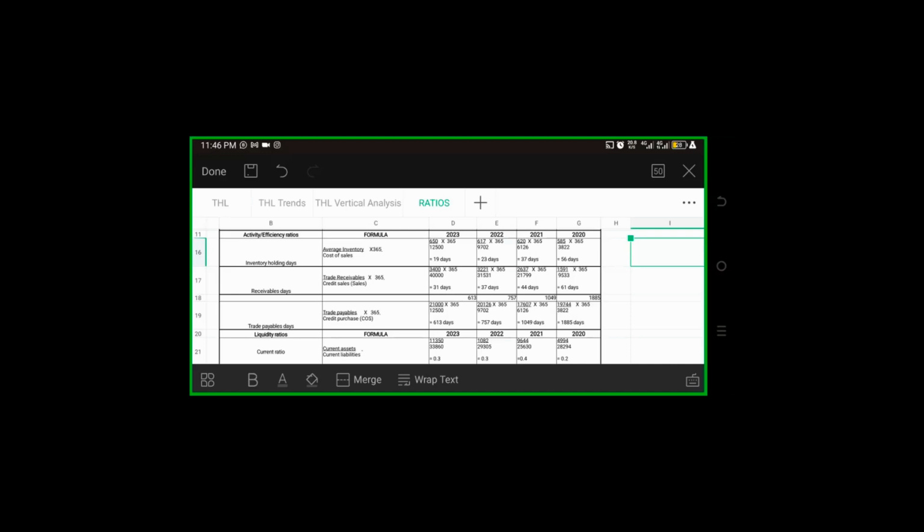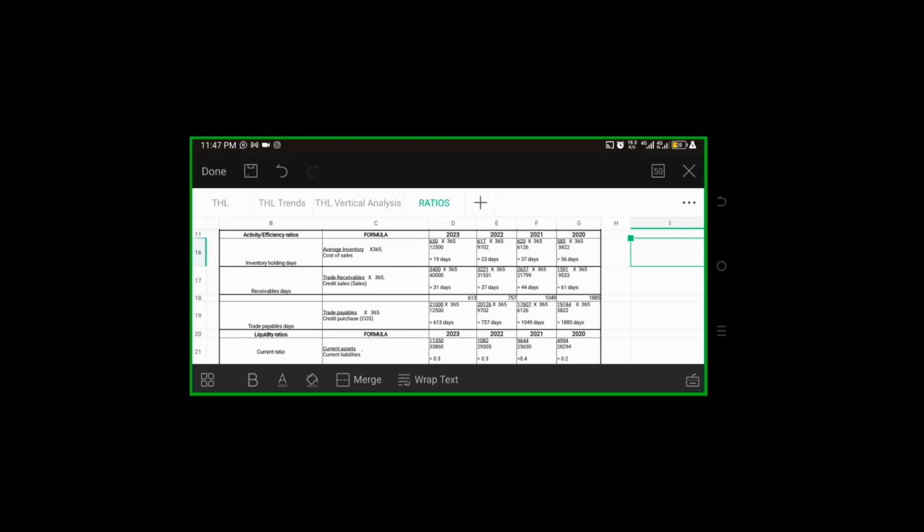Okay. So receivable days, on the other hand, 61 days in 2020, 44 days in 2021 and 37 days in 2022. It means that before now, they've been finding it difficult to collect money back from the customers. But over the years, they have improved on their management of collections.